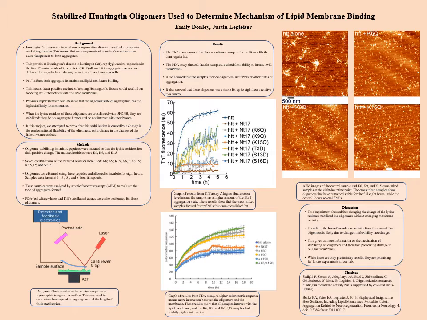The results of the thioflavin assay showed that the cross-linked samples formed fewer fibrils than regular Huntingtin. This can be seen in the graph of the assay, where the dark blue line represents unaltered Huntingtin and the other lines show cross-linked proteins.